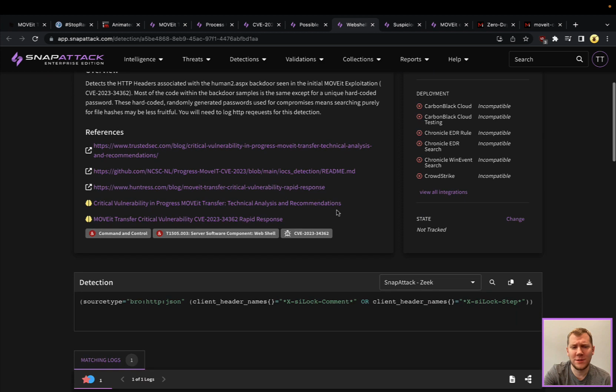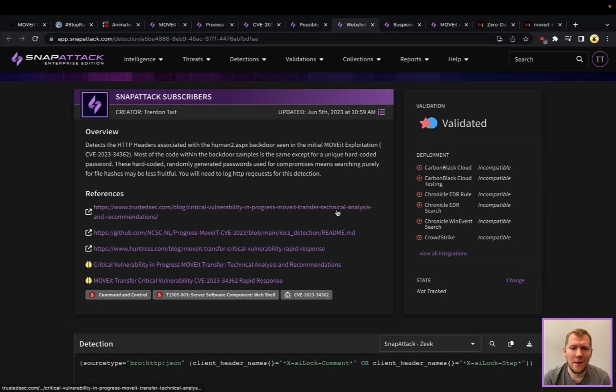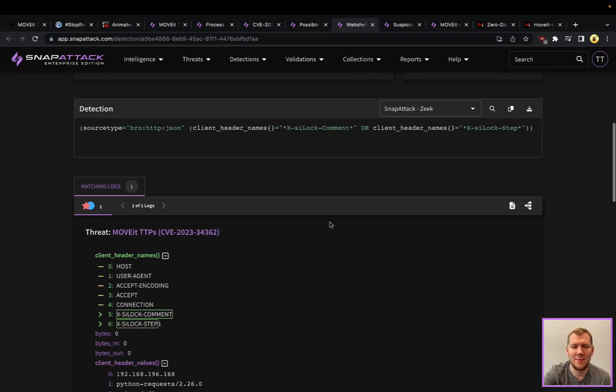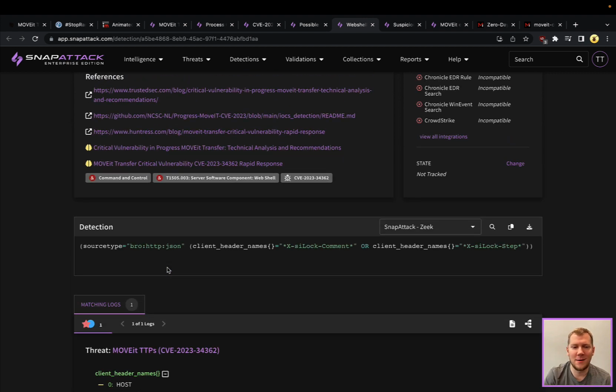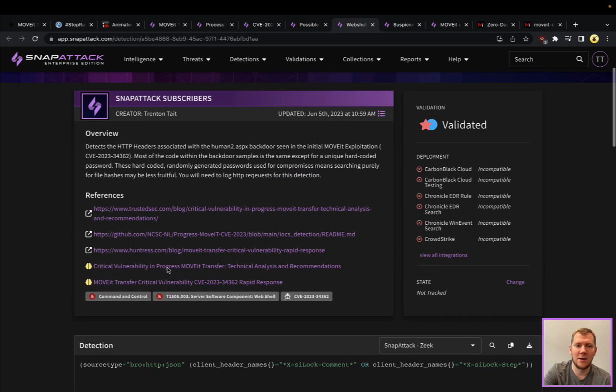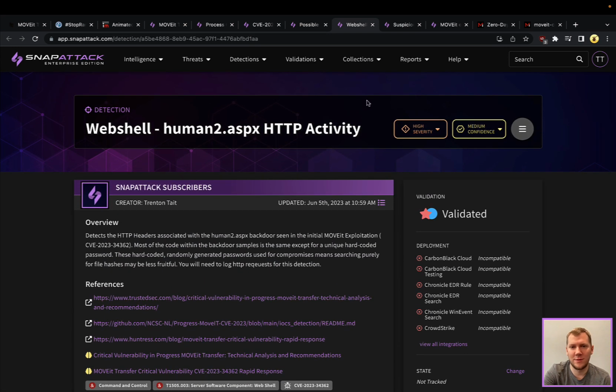Speaking of web shells, this one is quite interesting. One of the novel ways that it communicates is using some HTTP headers. It's using X-siLock-Comment and X-siLock-Step-Command in combination. So if you have Bro or Zeek data, you can take a look and see if you see web traffic that contains these headers, which could be evidence of possible exploitation activity.